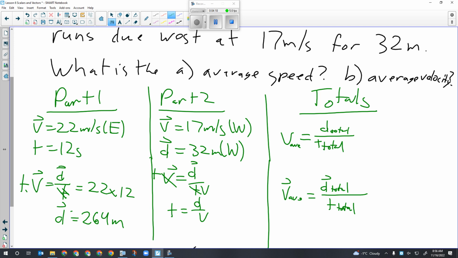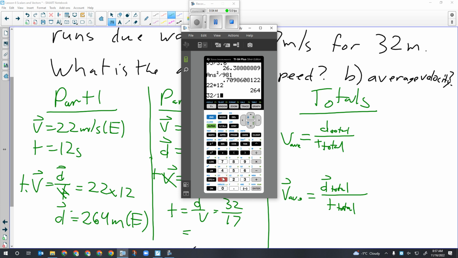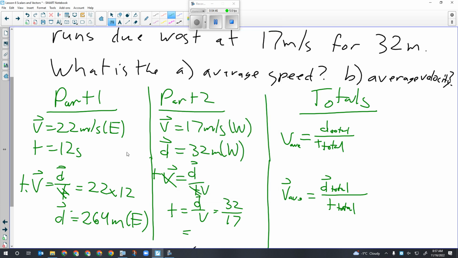What am I missing? Nope. East. Yeah, east. That would be my direction, right? I need to know because displacement has direction. And then for this one here, I'm going to have d displacement over v, so that's going to be 32 over 17, so that's going to be slightly less than 2. So 32 divided by 17, 1.88 seconds. Now do I have enough information to get my total displacement, total time, and total distance?